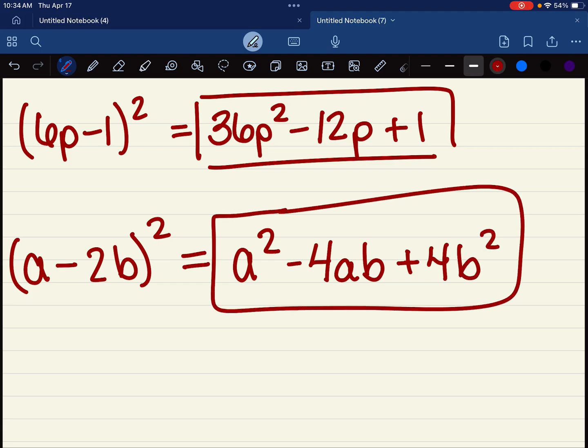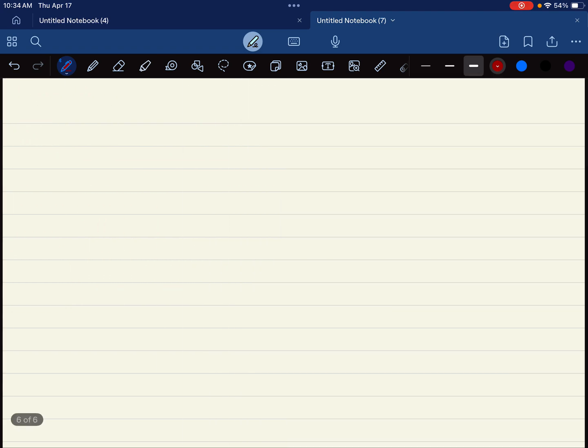I think you guys are getting it. Yeah? Feel like it's not too bad? Those two are pretty easy. What's the one thing you have to watch for on these? The negative or positive in your middle term. Okay? All right? Last one is probably the easiest one.